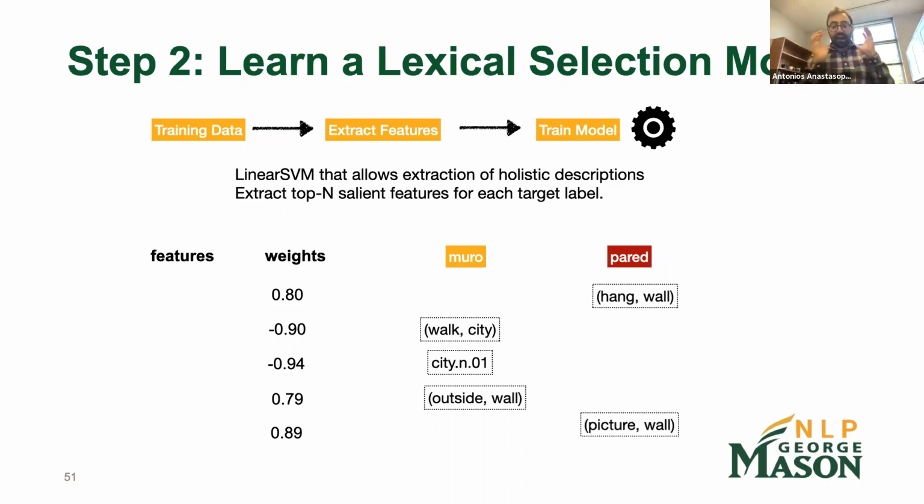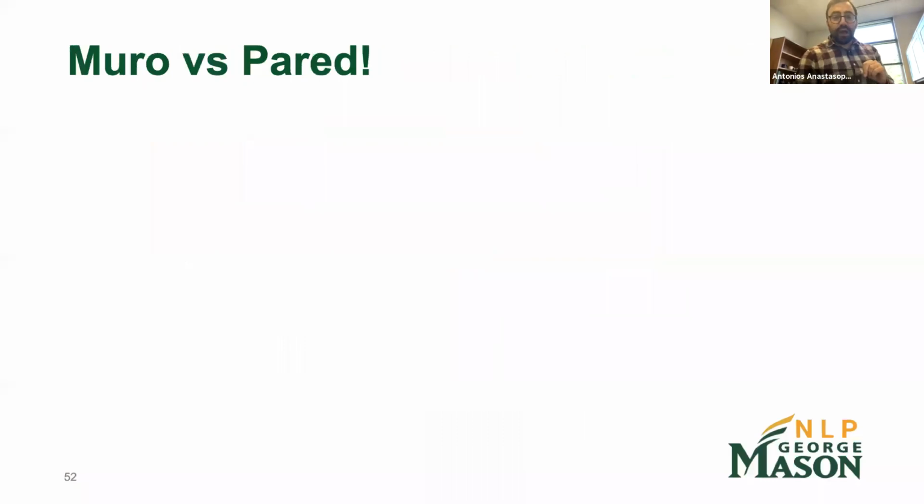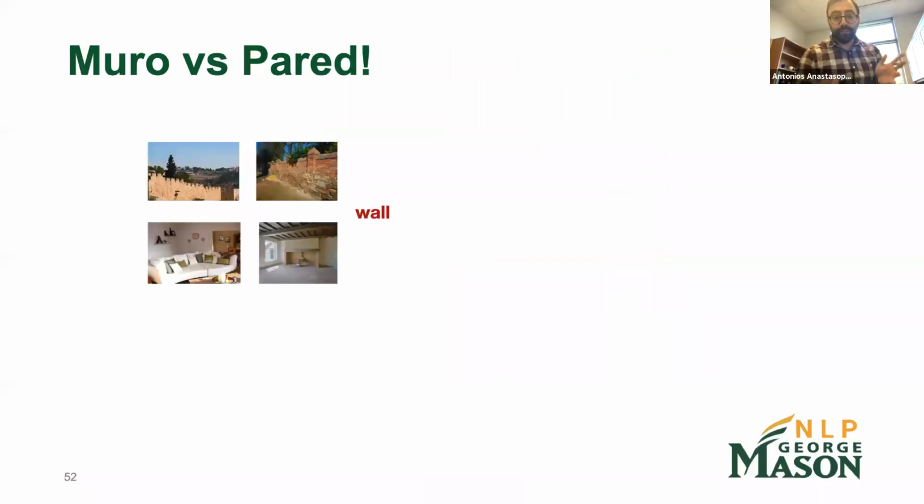If the sentence has walk and city in that sentence, on the English side, the model thinks that the Spanish one will have muro and not pared. Okay. So maybe looking at these, you can again guess what's the difference between muro and pared. I don't know, you can write in the chat, but I will give you the answer in a minute. But the answer is here, okay?